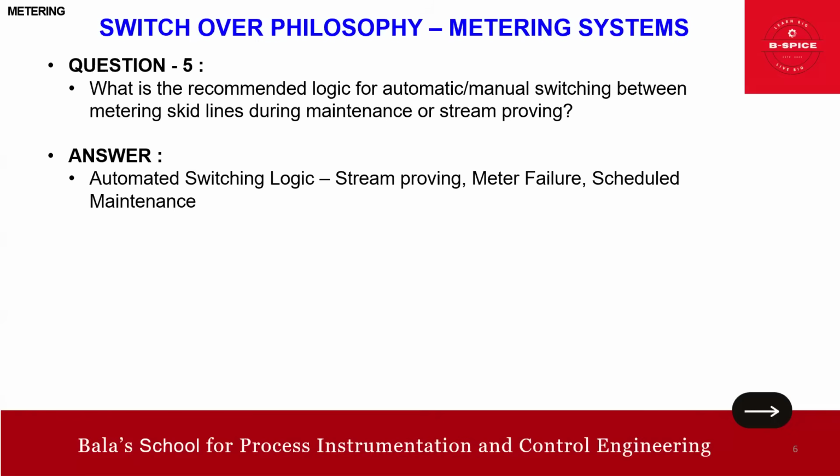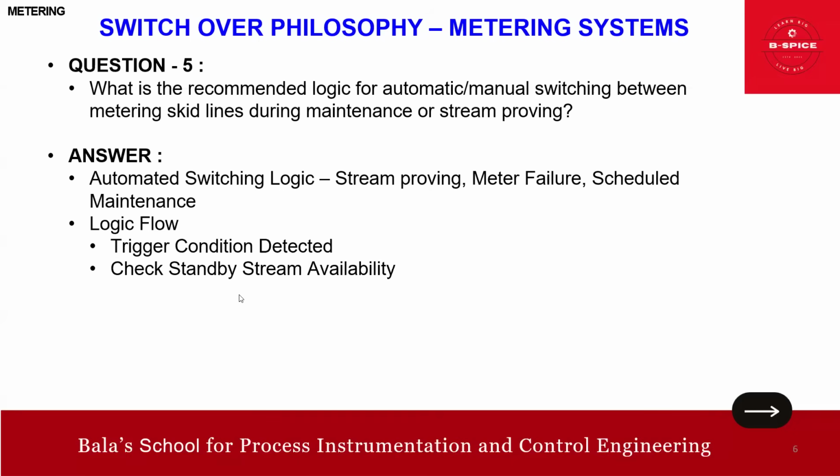So here we have the two aspects, friends, actually. One is automatic switching logic. So this automated switching logic we employ during stream proving, meter failure and scheduled maintenance. Okay. Then how does the logic flow? First, the trigger condition is detected, meaning proving request initiated, alarm or fault on the active meter, or a scheduled maintenance flag. So this is the trigger condition.